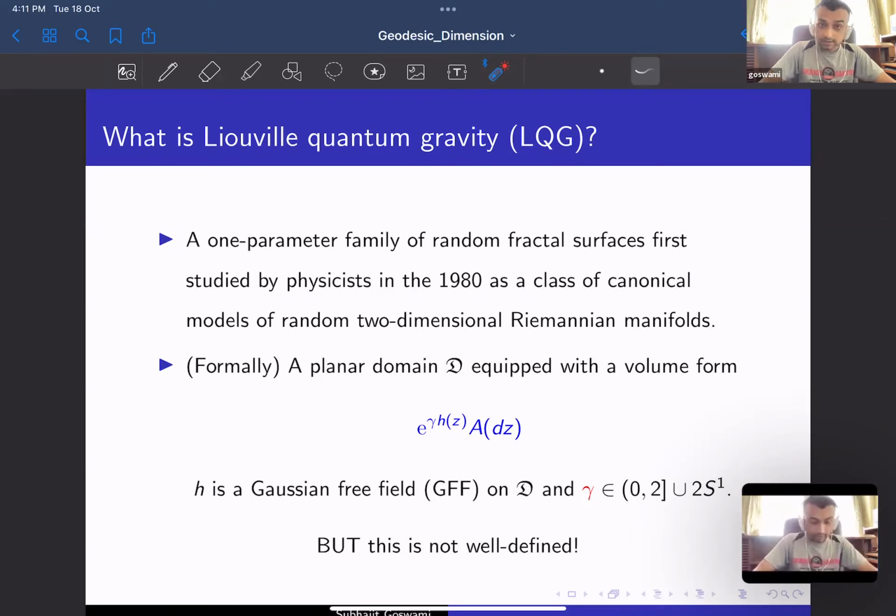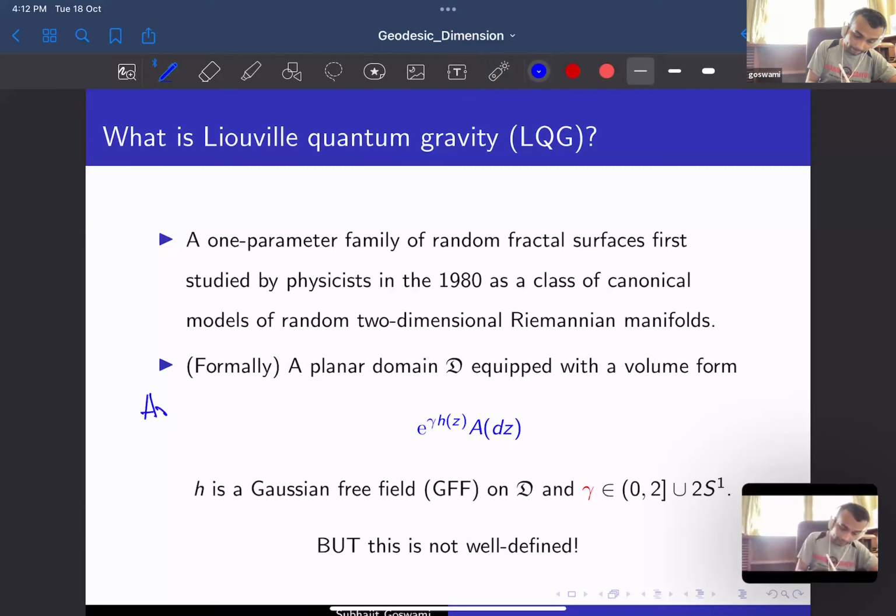Now, it turns out that making sense of the area, what is called the Liouville quantum gravity area, is the easier of the two tasks. By easier, I by no means say easy. It's very difficult, and it involves sophisticated mathematics, but it's easier compared to the metric, which is what most of the talk will be devoted to.